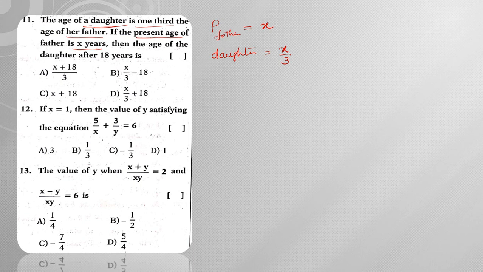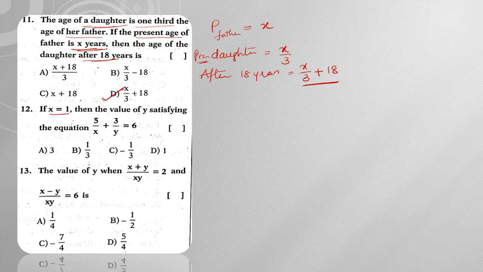Now if the present age of father is x years, then the age of daughter after 18 years, that means after 18 years. So this is the present age of daughter. After 18 years, what will be the age of daughter? The age of daughter will be present age plus 18 years, that is x by 3 plus 18. Hence option D will be my answer.